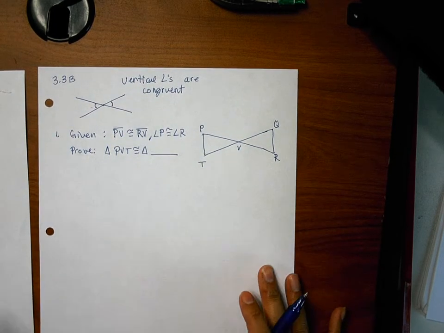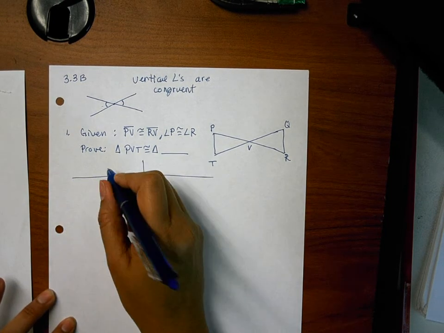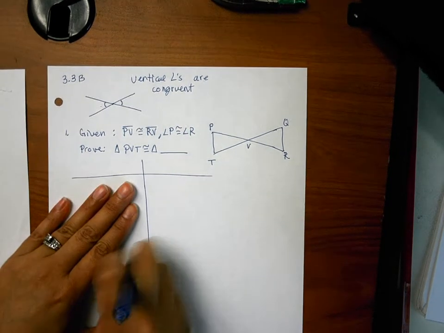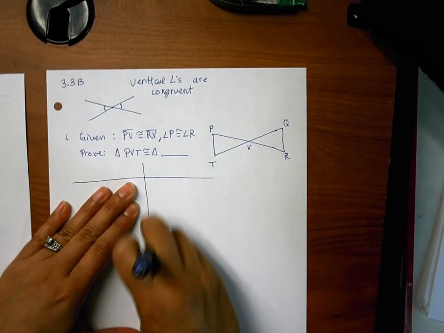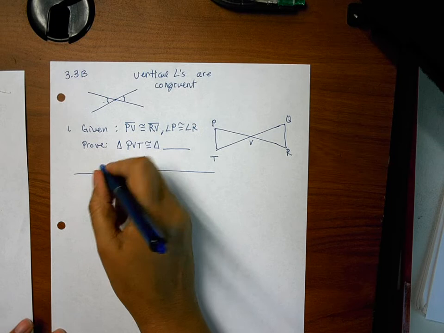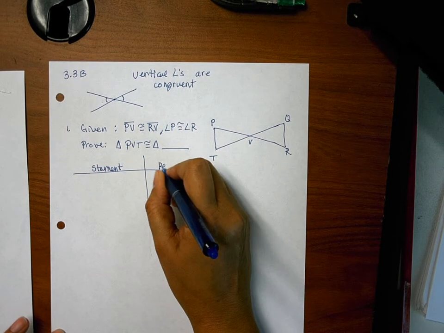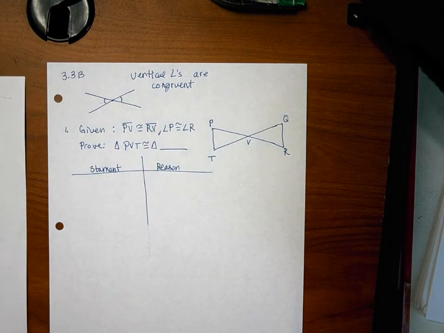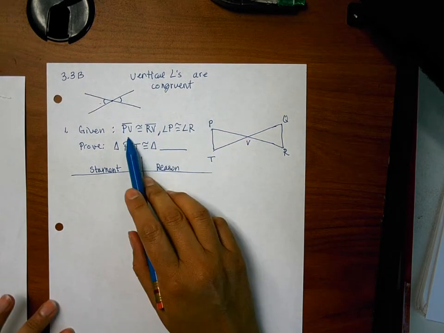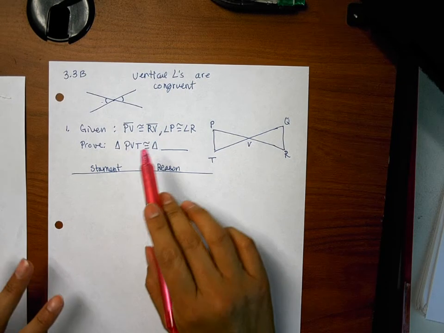All right. So something like this will be given to you on your assignment. Then we're going to have the 2-column section for our proof. And this side will be statement. This side will be reason. And I'm going to now change to a different color pen to put the markings that they gave us.